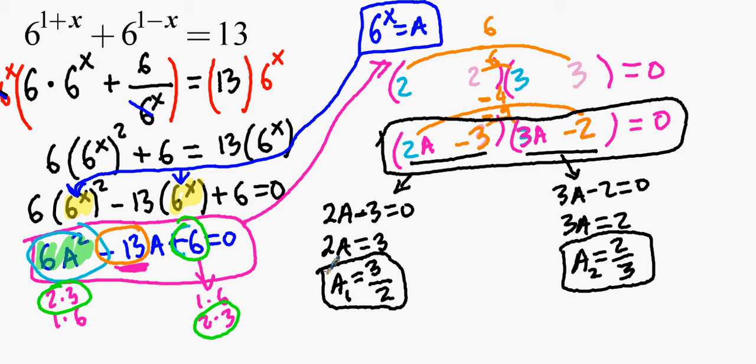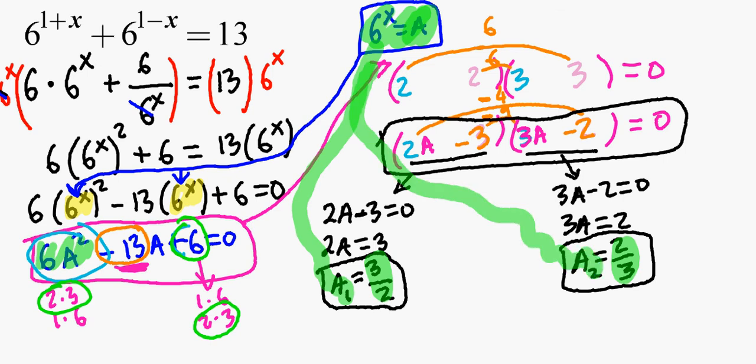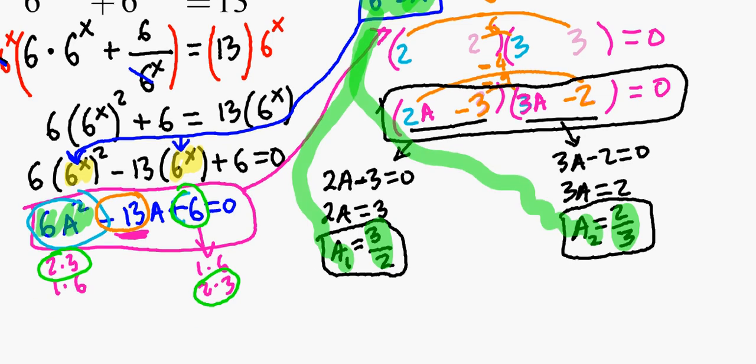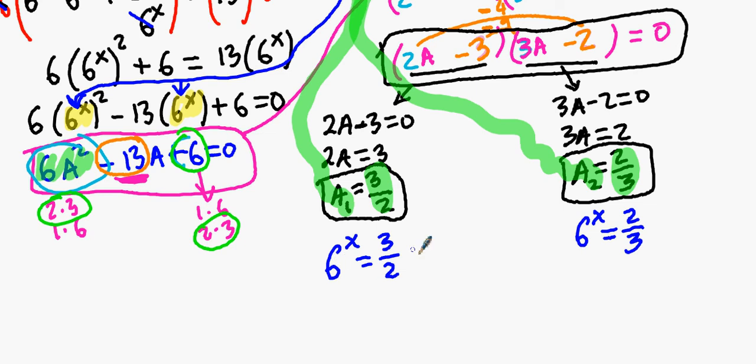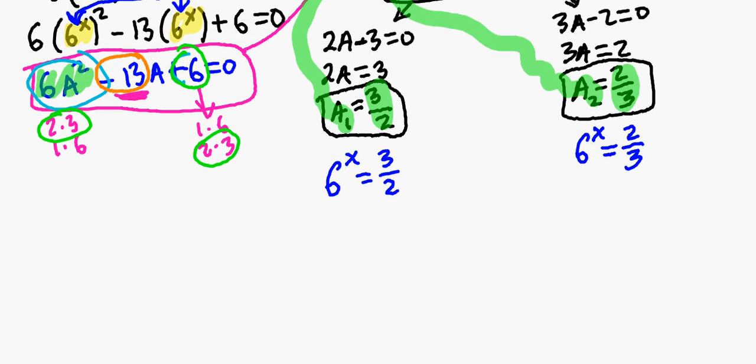So we're more than halfway done. Now that we solve for a, don't forget, what is a? a stands for 6 to the power of x. So what we need to do is go back and substitute. So instead of saying a, we're going to say the following. 6 to the power of x equals 3/2, or 6 to the power of x equals 2/3. Now, when I look at this type of equation, I don't see any other way to solve this. I cannot rewrite 3/2 with base 6. So what we have to do now is take a log of both sides.